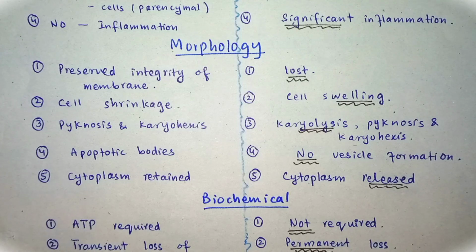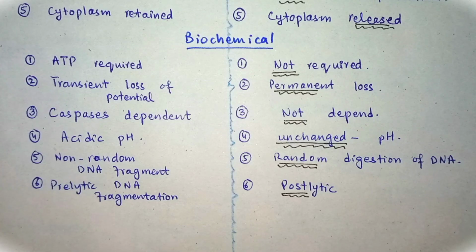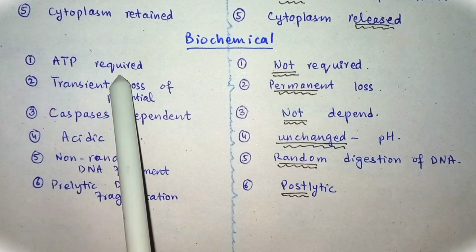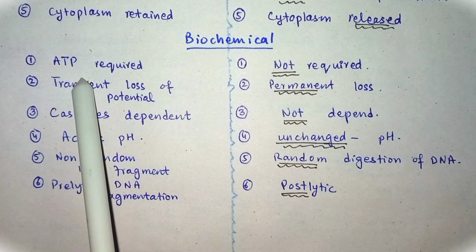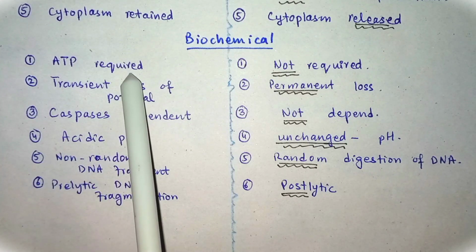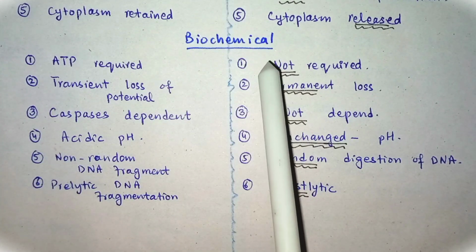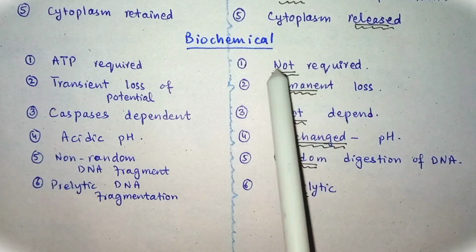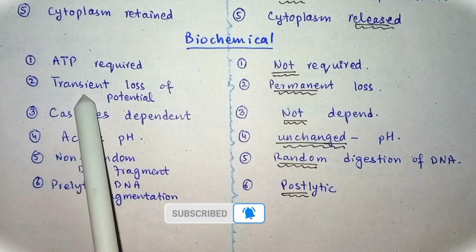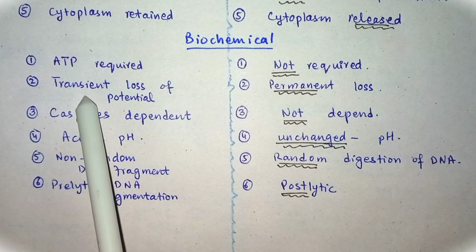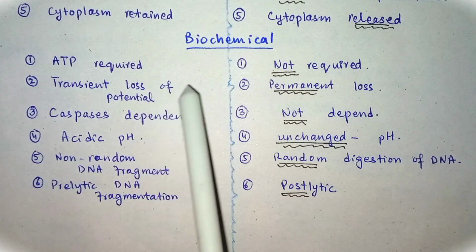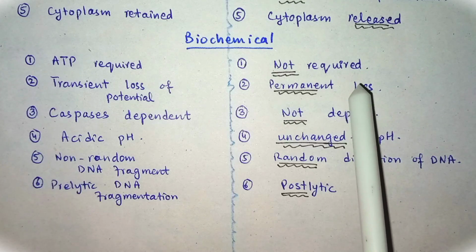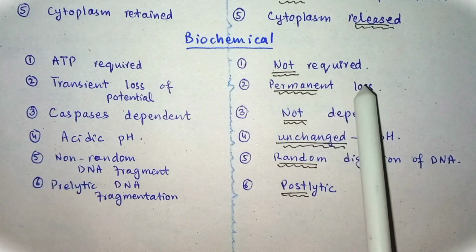Next, the biochemical changes. Apoptosis is an energy-dependent process, that is, ATP is required. In necrosis, it is an energy-independent process, so no ATP is required. In apoptosis, there is transient loss of mitochondrial membrane potential, but in necrosis, there is permanent loss of mitochondrial membrane potential.